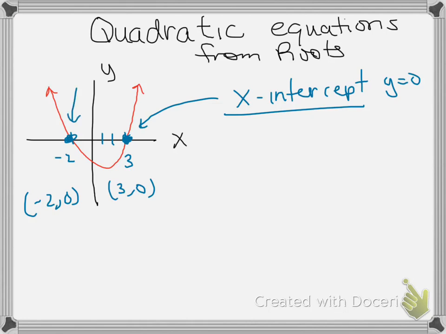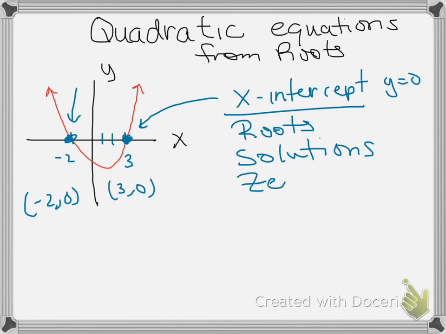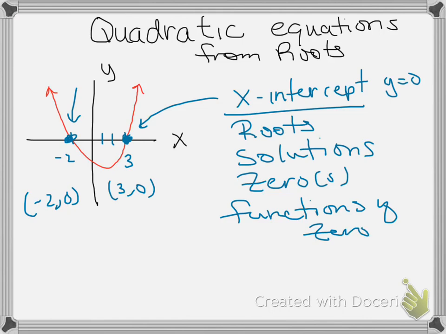Alright, so to create a quadratic equation, we want to find the roots. Well, x-intercept has many names. One of them is roots. We also call them solutions, zeros, function zeros. These are all the fancy words that mean x-intercept. And what we're going to do is create a quadratic equation from these, where our parabola touches the x-axis.